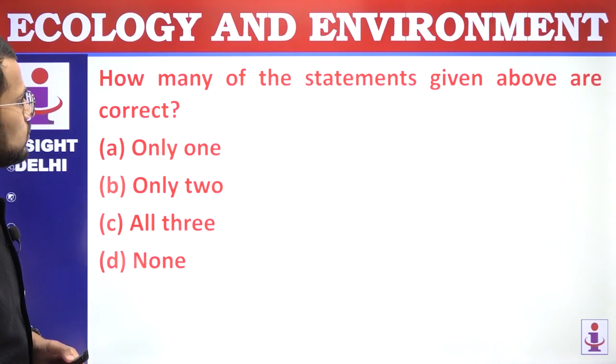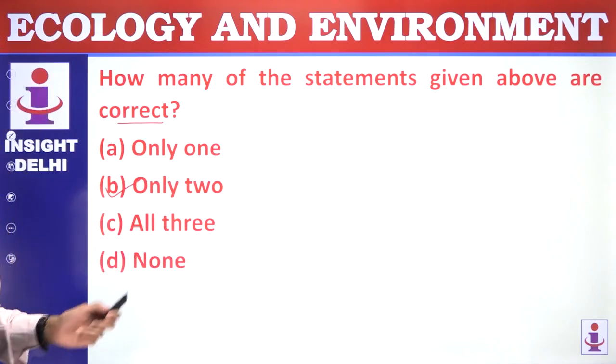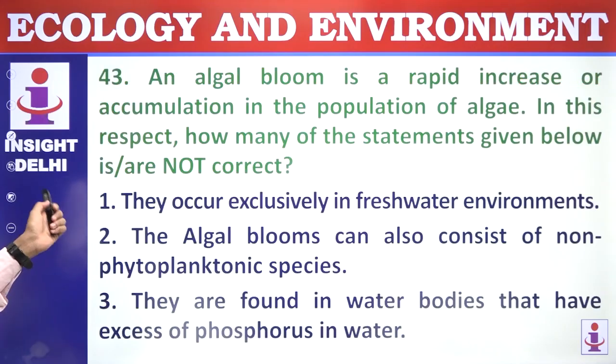We are supposed to find out how many statements are correct. So, two statements are correct. Answer is B. 42, answer is B.